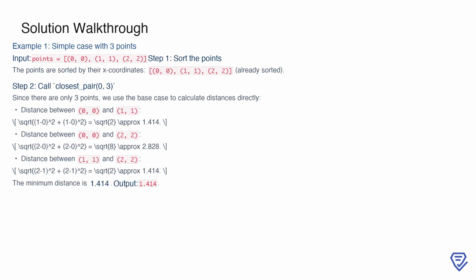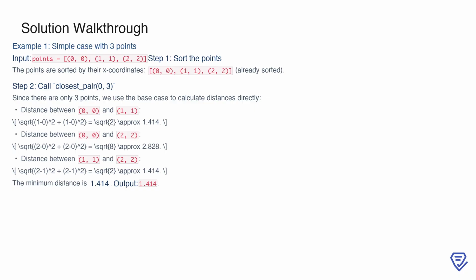To start solving the problem, we begin with the simplest case where there are only 3 points: (0, 0), (1, 1), and (2, 2). First, we sort these points by their x-coordinates. In this case, the points are already sorted, so the order remains (0, 0), (1, 1), (2, 2). Next, we call the function closest_pair with the indices covering all 3 points. Since there are exactly 3 points, we use the base case to calculate the distances directly.